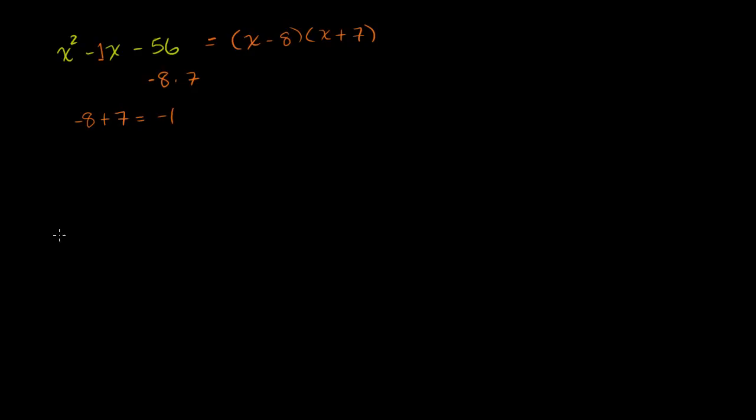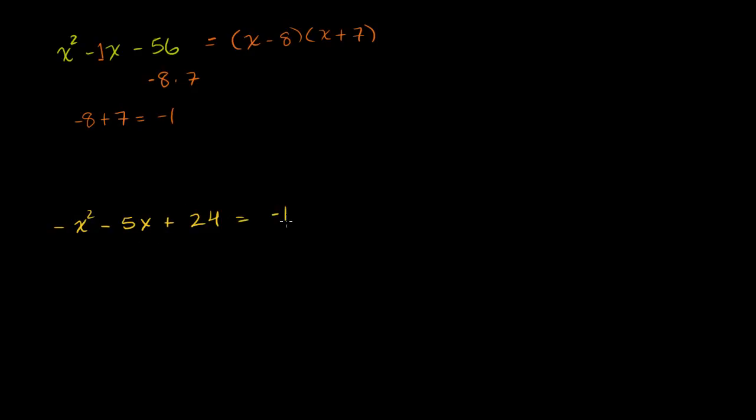Let's say we had negative x squared. Everything we've done so far had a positive 1 coefficient on the x squared term. But let's say we had negative x squared minus 5x plus 24. How do we do this? Well, the easiest way I can think of is to factor out a negative 1, and then it becomes just like the problems we've been doing before.